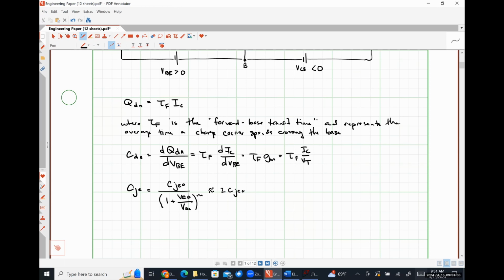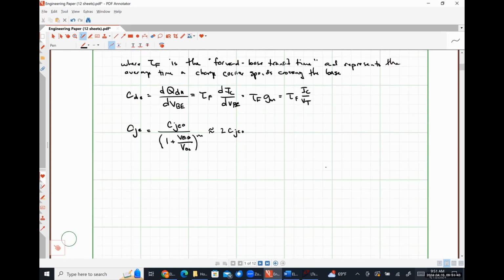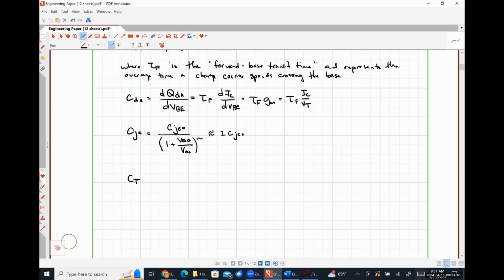Since these two capacitances both occur across the base emitter junction, they are effectively connected in parallel. And so our capacitance C pi in our high frequency model is just the combination of these two phenomena. So we have our diffusion capacitance across our emitter as well as our junction capacitance. So that's where one of these guys comes from.